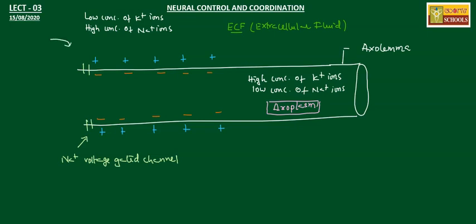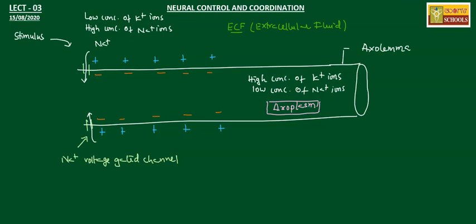So when the stimulus is applied, it results in opening of these sodium voltage gated channels, and this will result in movement of the sodium ions into the axoplasm. So here sodium ions entering into the axoplasm will result in charge reversal at that point.